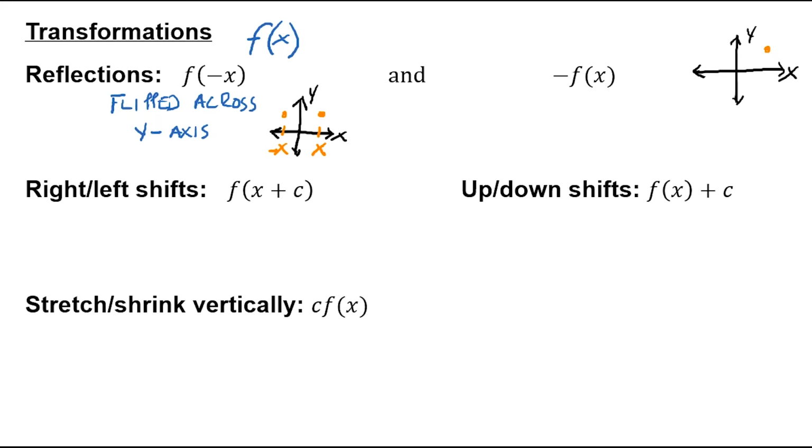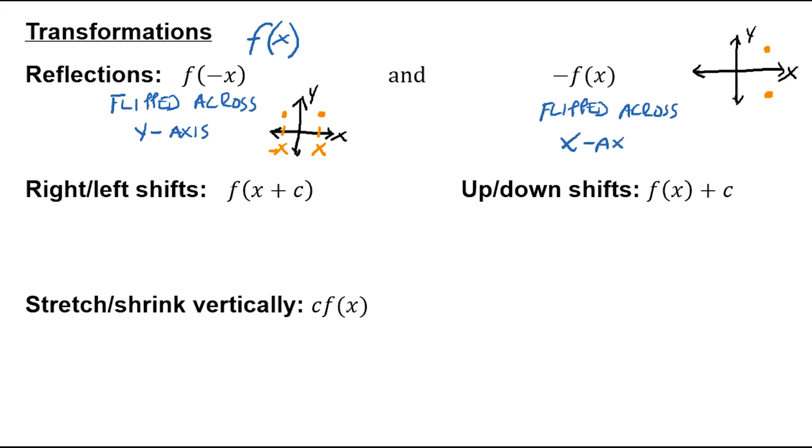Based on this reflection, negative f of x, if I plug in a 5, I should get out a negative 7. So in other words, this point, its reflection, the negative f of x, is going to end up flipped across the x-axis. Okay. Flipped across the x-axis.